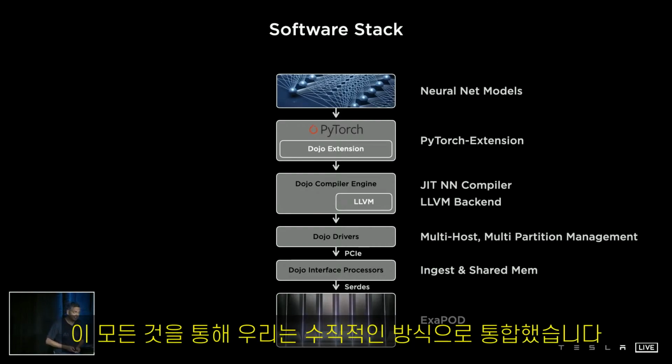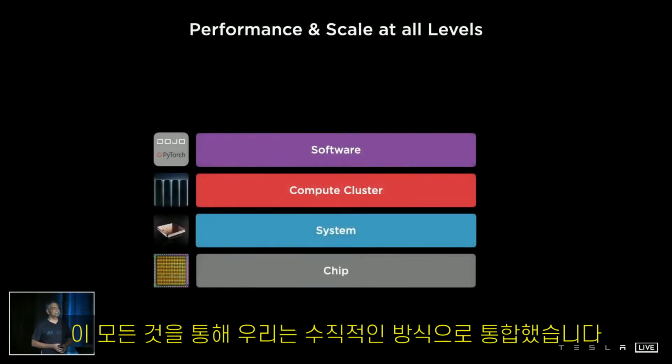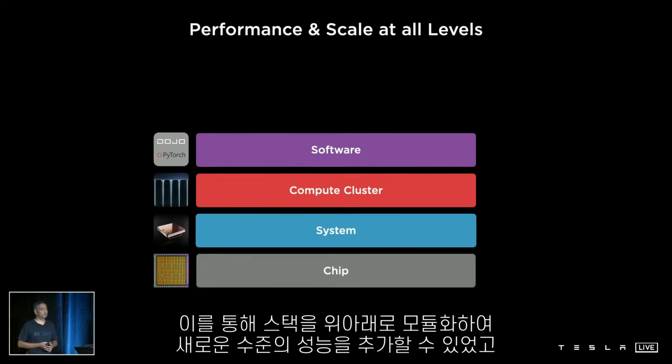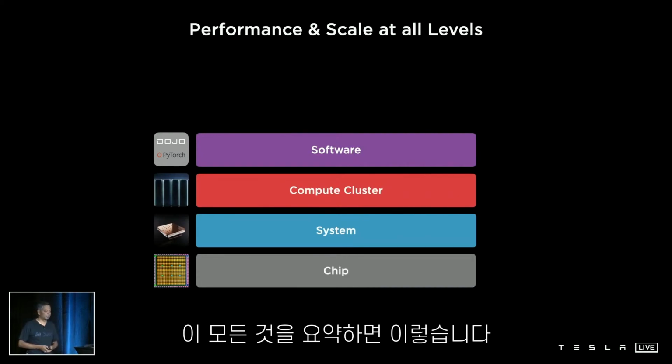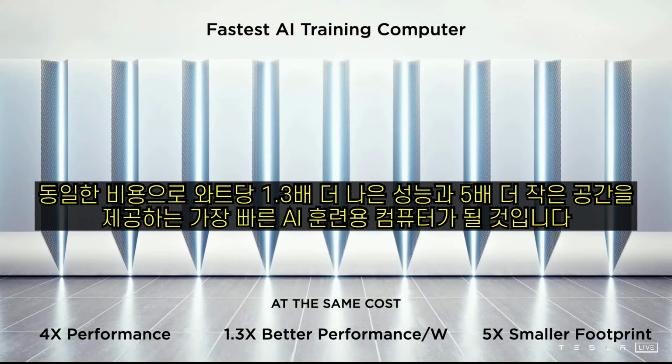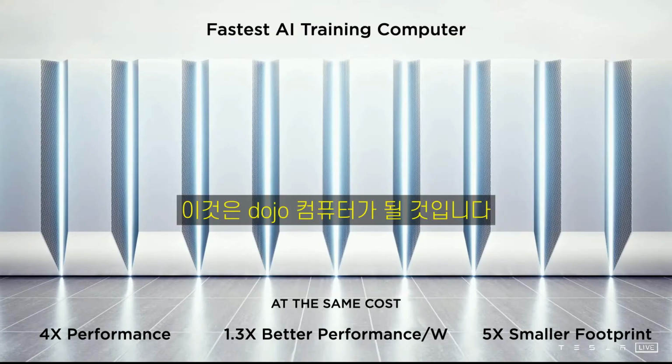So with all this, we integrated in a vertical fashion. We broke the traditional barriers to scaling. And that's how we got modularity up and down the stack to add to new levels of performance. To sum it all, this is what it will be. It'll be the fastest AI training computer, 4x the performance at the same cost, 1.3x better performance per watt, that is energy saving, and 5x smaller footprint. This will be Dojo Computer.